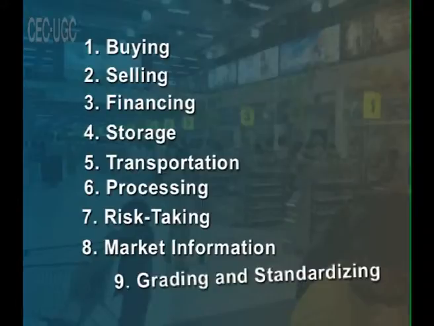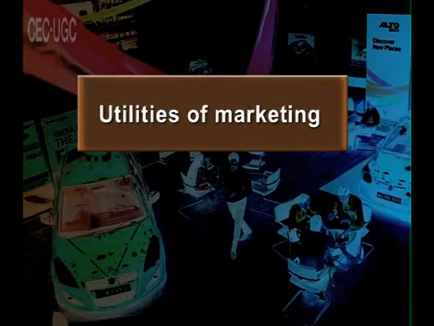Ninth, grading and standardizing. Many products are graded in order to conform to previously determined standards of quality. For example, when you purchase number one rice, you know you are buying the best quality of rice in the market. Now, utilities of marketing.